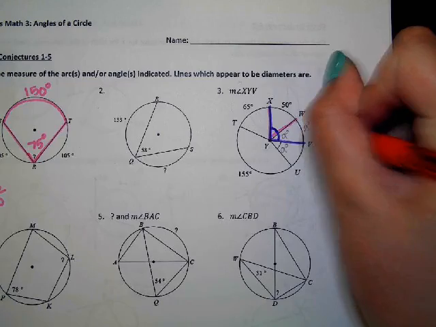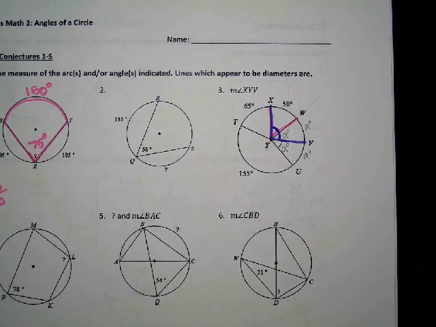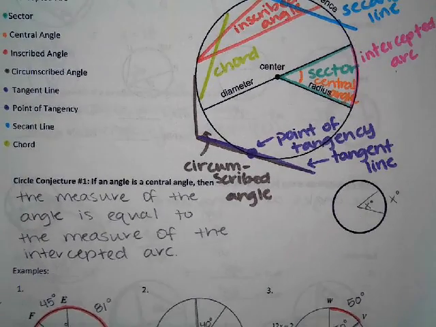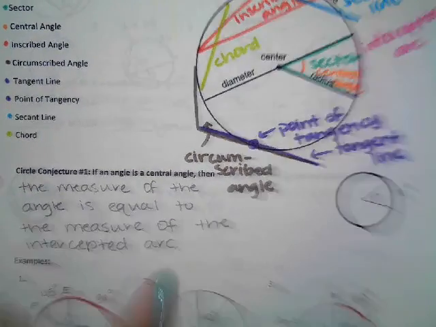And how do we know? How do we know that the central angle and the arc are the same? Yeah, it's circle conjecture 1. We learned it in the notes last night. Okay, so we know that that's true because we got the notes.